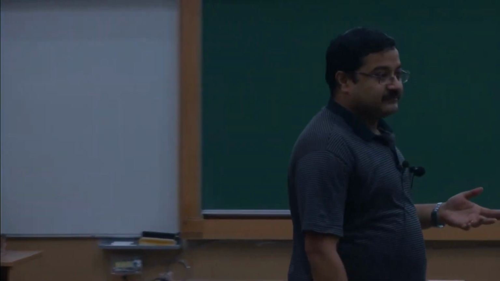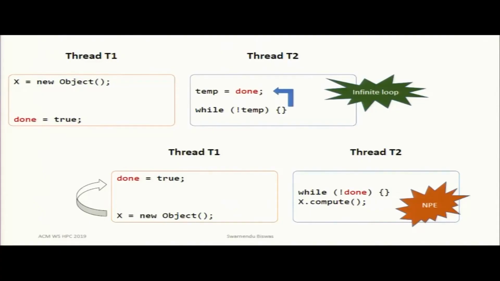Things like this can happen. First of all, this is what your friend was saying: done and X, there are two stores. These are two store operations, two write operations. They are not data dependent. A compiler is free to reorder them. Your hardware is free to reorder them. Right? Questions? We'll go slow.